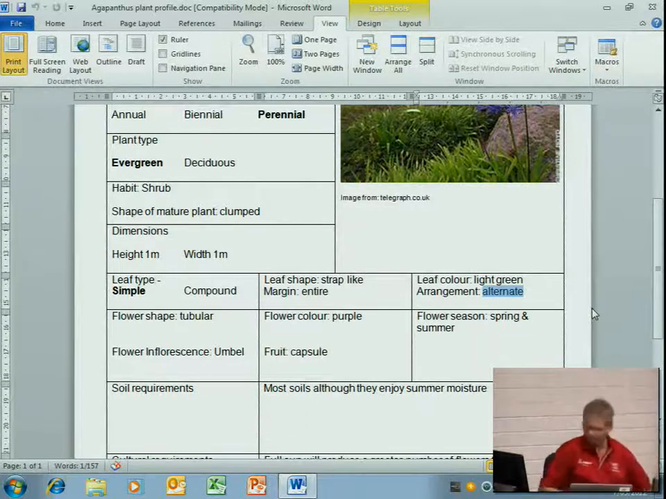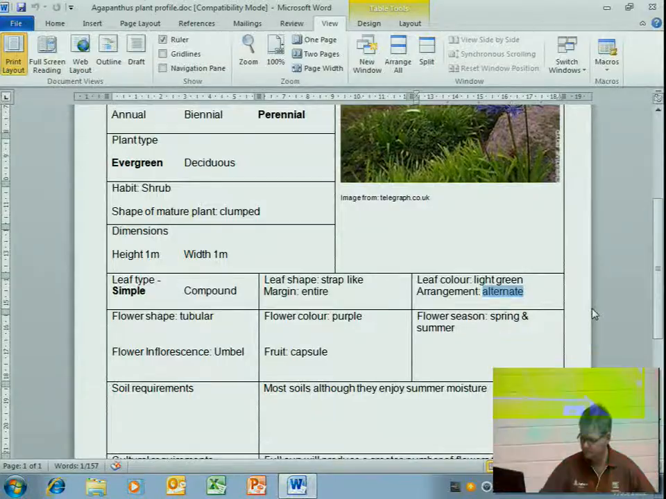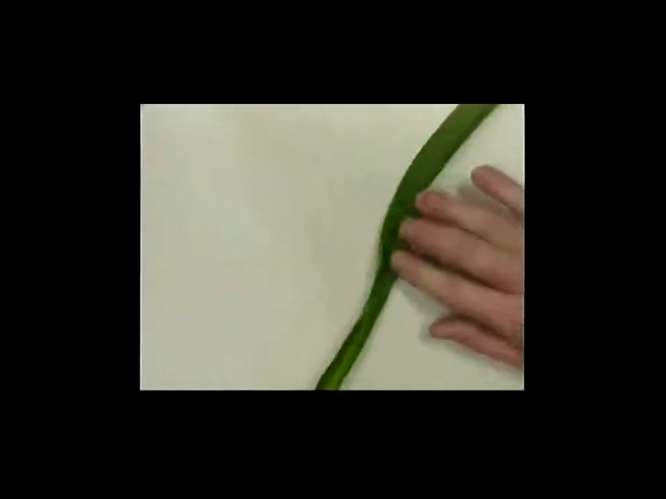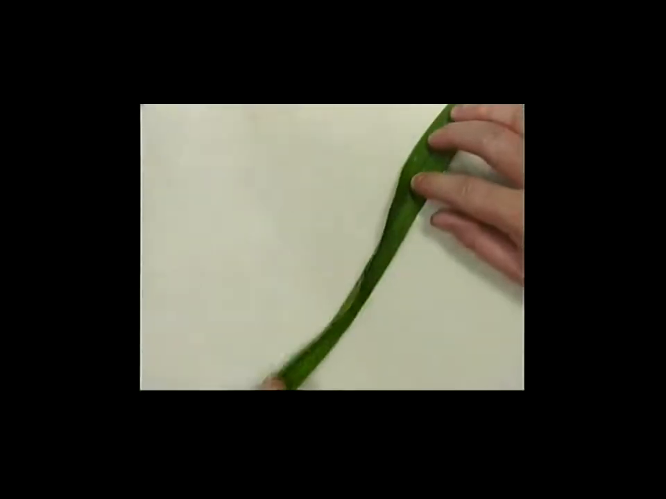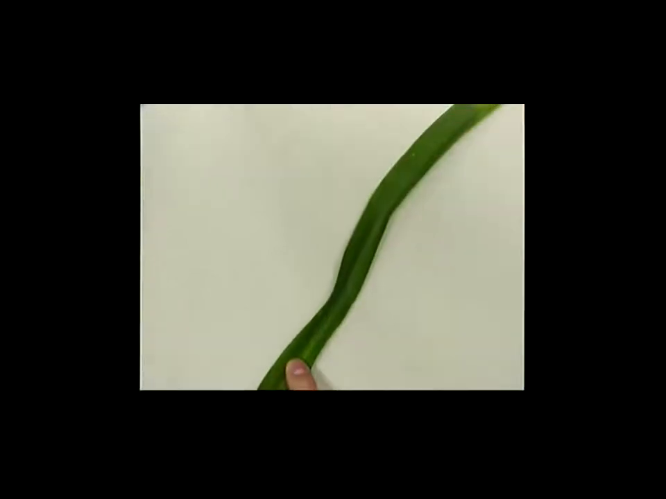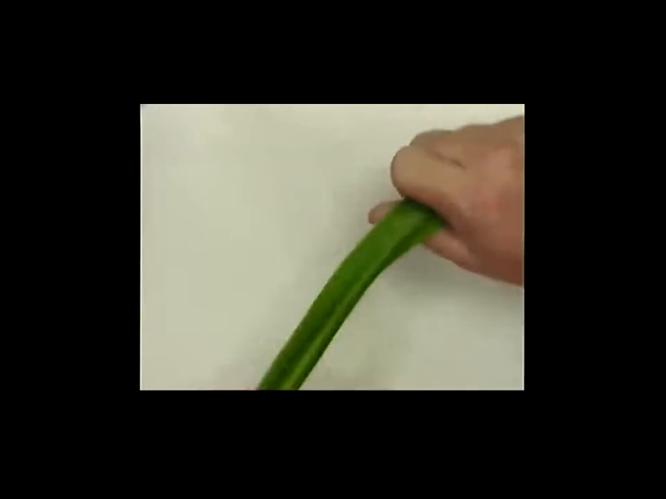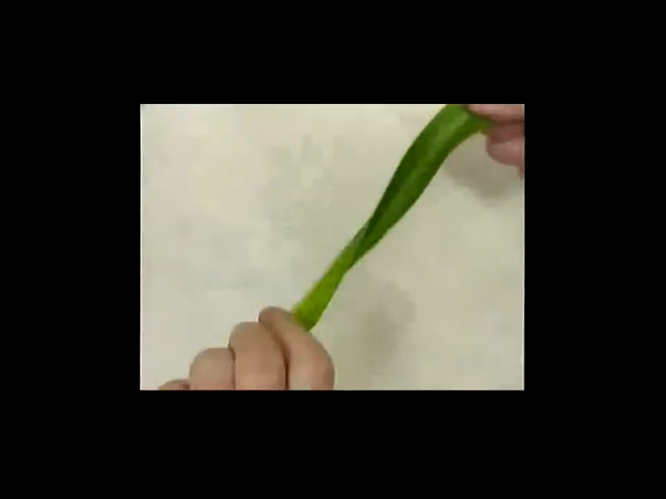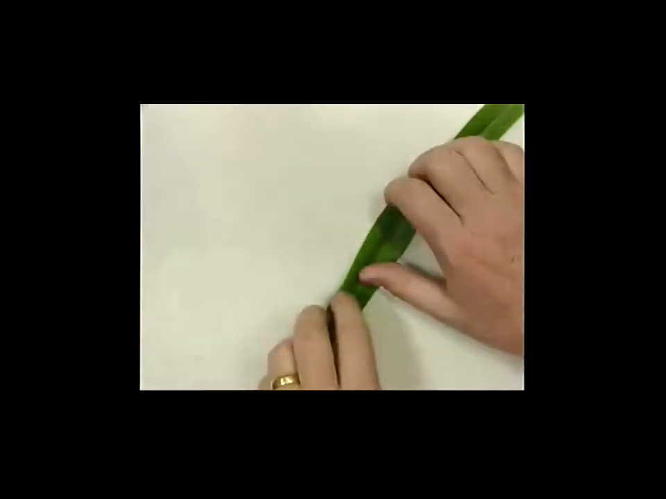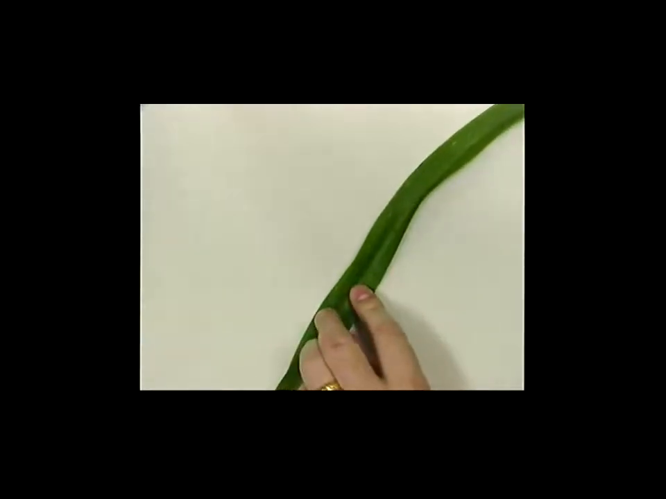I'll just move across to our graphics screen. Okay, so here's a standard leaf of our Agapanthus. So what we see here is it is certainly strap-like, so you can bend it, you can twist it. A bit like a clivia, definitely strap-like. So strap-like is a good descriptive term for this particular plant.